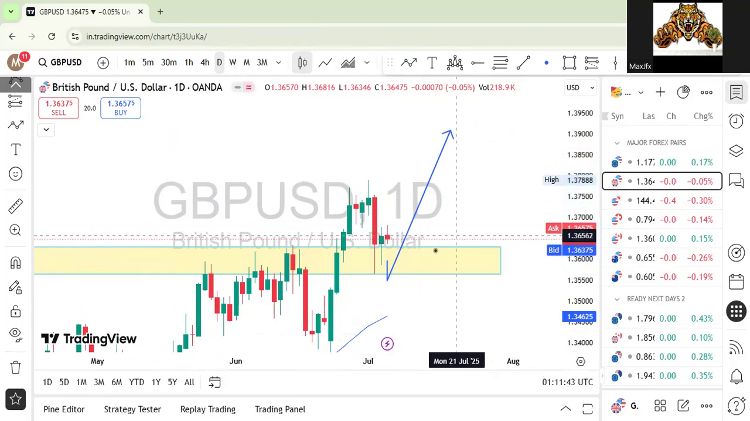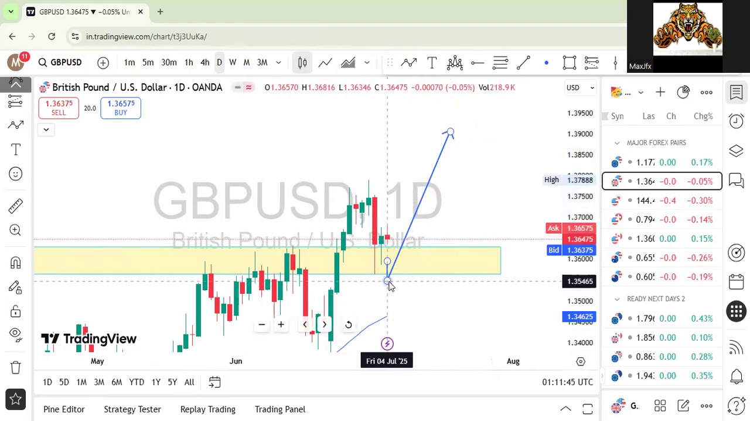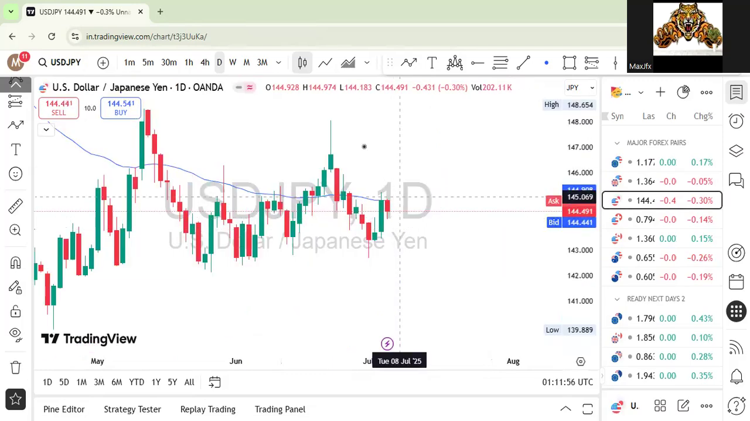Okay. So the reason why I bought it very low is because I want to let you guys know that we are waiting for a signal. We are not buying in the zone. We want to get a signal before. So, USDJPY.